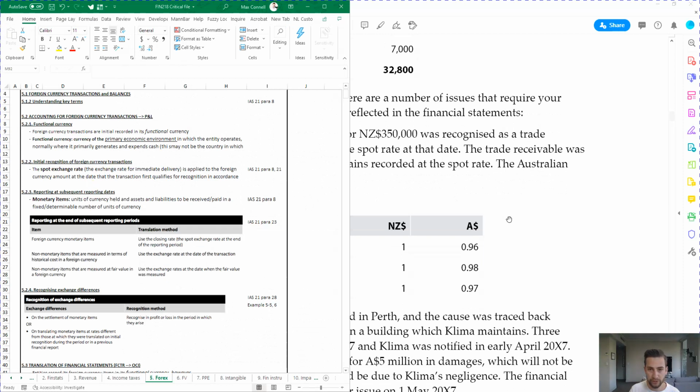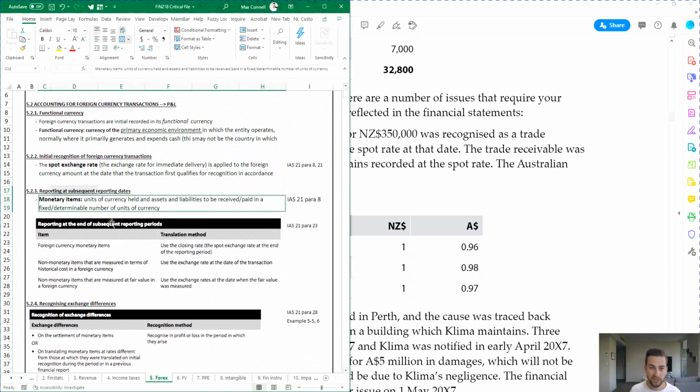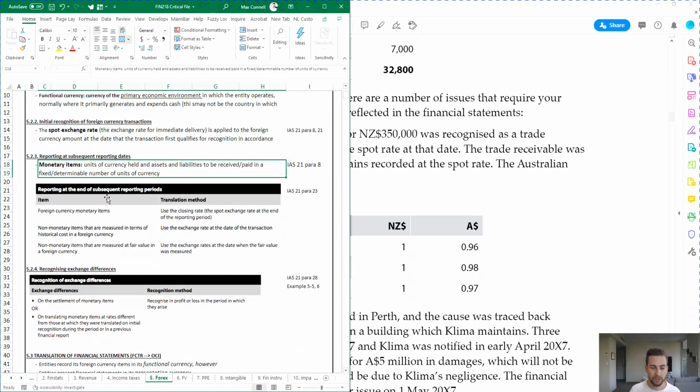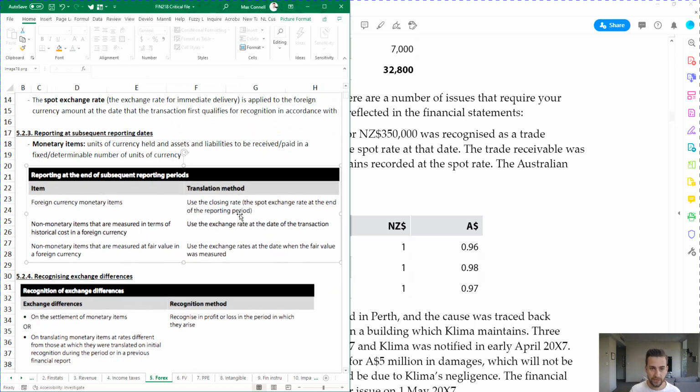Okay, so the first thing to note is that trade receivables, if you remember from your CSG, are actually deemed a monetary item. So they're a cash or cash equivalent, which can be converted to currency. So monetary items, according to this chapter, foreign exchange, need to be converted to the spot rate at the end of the financial year. So here it is here. Foreign currency monetary items, translation method. Use the closing rate, the spot exchange rate at the end of the reporting period.